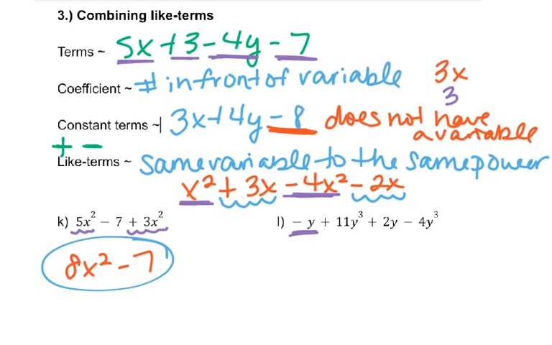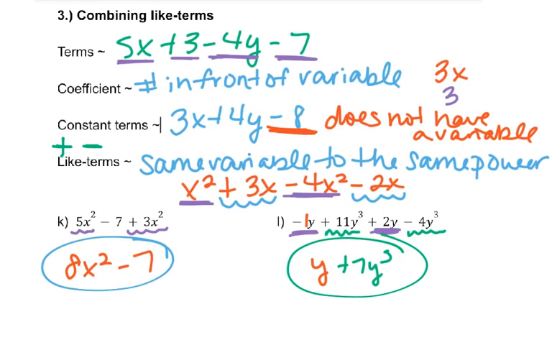Okay, so I've got my negative y and my plus 2y. Those are like terms. And then I have my plus 11y cubed minus 4y cubed. Let's do my y's first. So negative y, that's like negative 1y. Plus 2y is going to be 1y or just y. Negative 1 plus 2 is 1. And then I have my 11y cubed minus 4y cubed would be positive 7y cubed. That's my answer. I cannot combine anything else. Even though they are the same variable, they are different powers. So you cannot add and subtract them. Leave them alone.